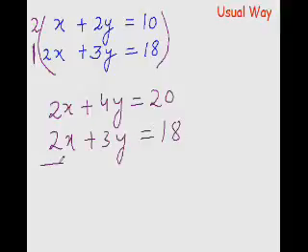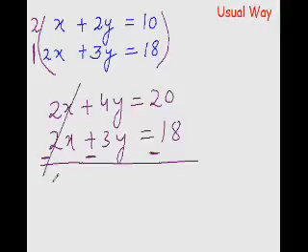Now, to eliminate, you need to subtract, so change the sign. This is the standard procedure. All right, so 2x minus 2x will cancel out, so 0 will come here. 4y minus 3y is 1y, so I put y here. Now, 20 minus 18 is 2. So we have found out the value of y.